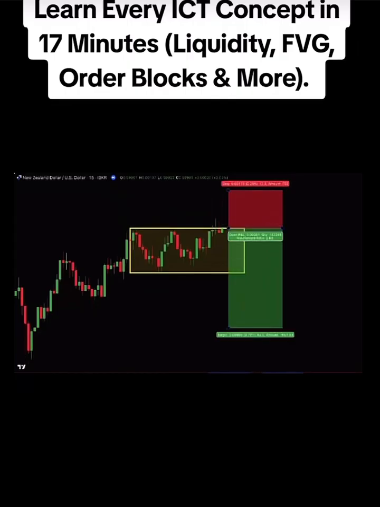Place your stop loss just above the high of the breakout candle. Your target? The next major support level. This setup lets you ride the markdown, the acceleration phase to the downside, after smart money has trapped retail traders.